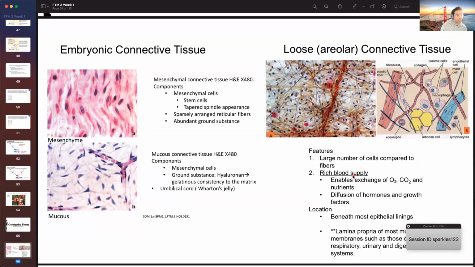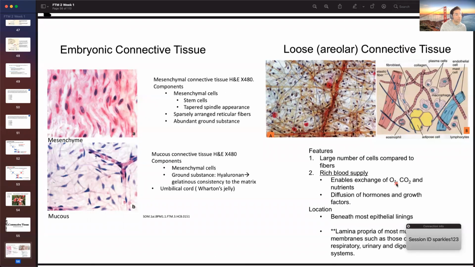There are a large number of cells as compared to fibers. And you can see here, they have a multitude of different things, okay? You're going to see adipose, you're going to see eosinophils and lymphocytes, which are all part of the immune system. But the collagen structures and the fibroblasts, and the amounts that are present, are going to inform you where you are regionally as well as cellularly.